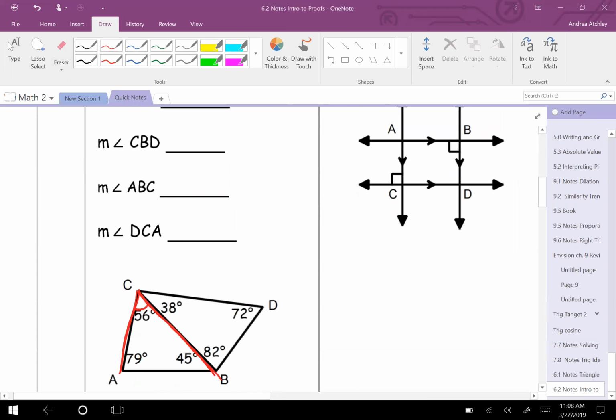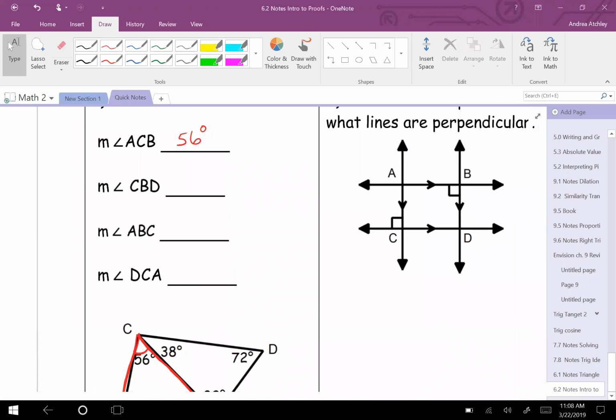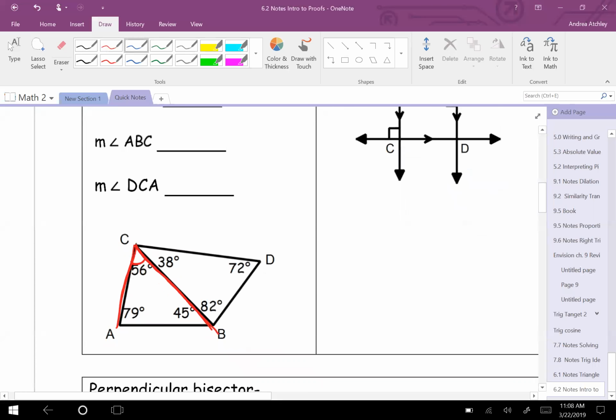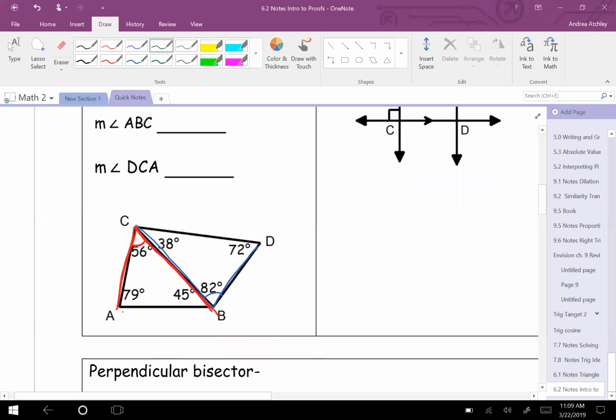Okay. Next one. So Rihanna, could you tell me what CBD would be then? Good. CBD then is right here at 82 degrees. Jenny, can you tell me ABC? 45. ABC then is 45.